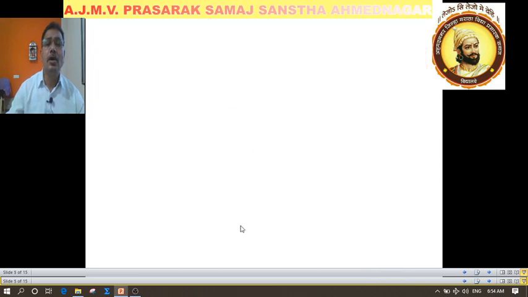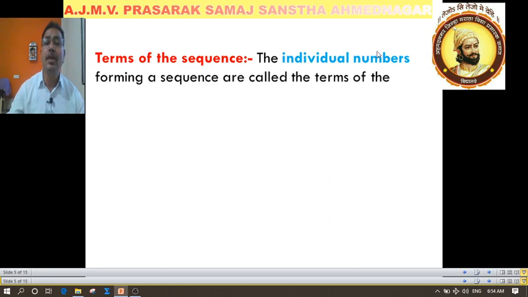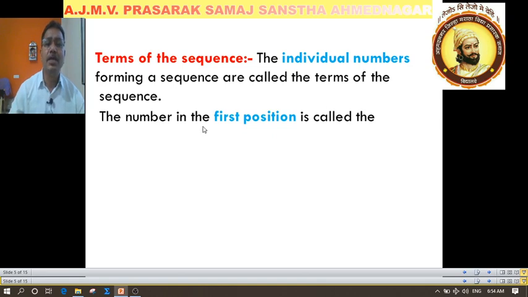So take a definition, terms of the sequence. The individual numbers forming a sequence are called the terms of the sequence. Each number in the sequence is called a term of the sequence. The number in the first position is called the first term and is denoted by T1. T means term, suffix 1 denotes first term.